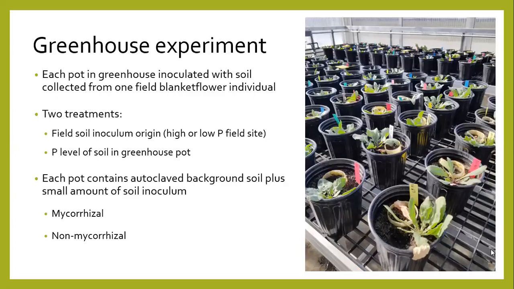So this is just reiterating that setup. We have 2 treatments. There's the origin of the field soil inoculum, so the inocula were coming from either a high or a low phosphorus site from the field. And then there's also the phosphorus level of the soil in the greenhouse pot. So half were fertilized with phosphorus and half were fertilized without phosphorus.